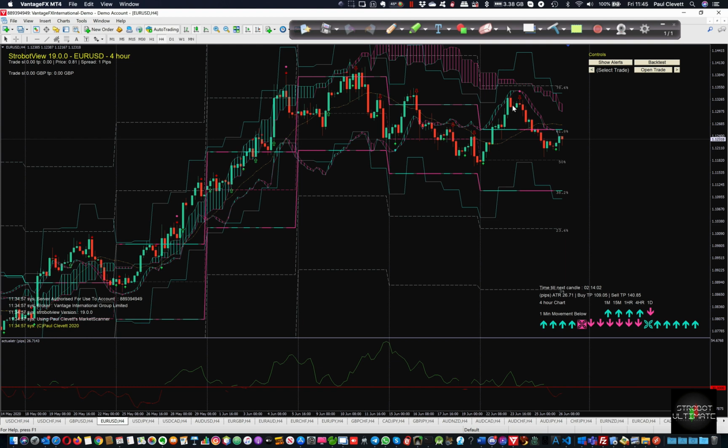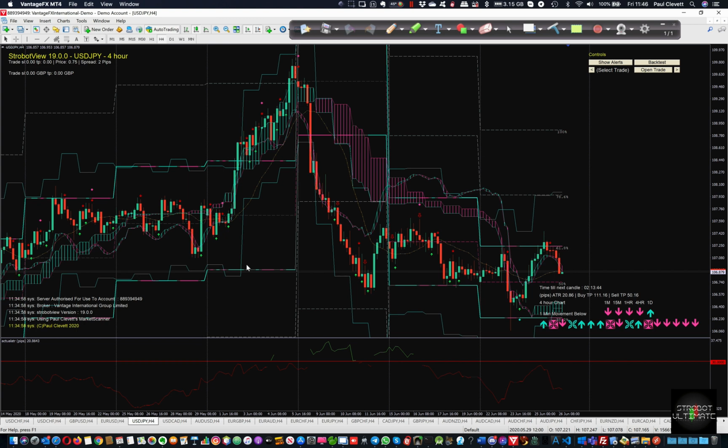Short there, short there, short here, all the way down the trend. Then it doesn't take a buy because it's still in a downtrend, even though it's a weaker downtrend. You can tell because the cloud, the MarketScanner cloud, kind of narrows down here. There's another sell there. How cool is that? Look at the entries. So the targets are always the bottom blue line if you're selling, and the top blue line if you're buying.